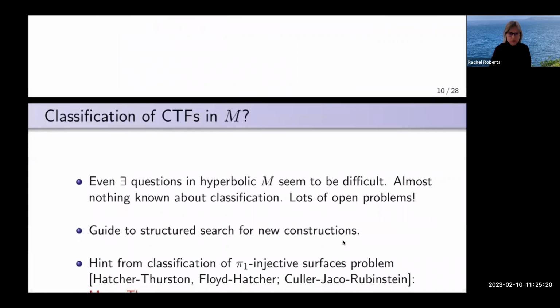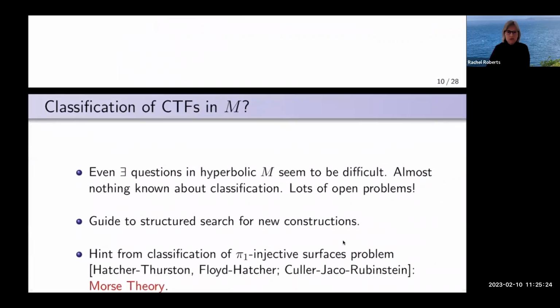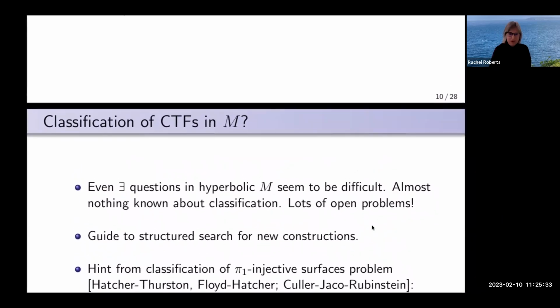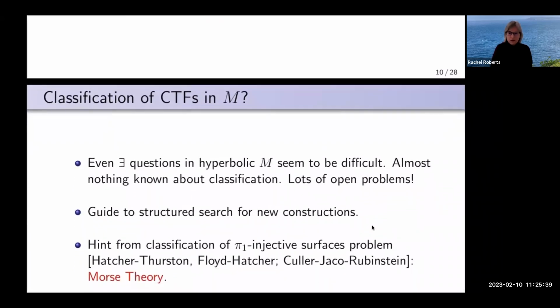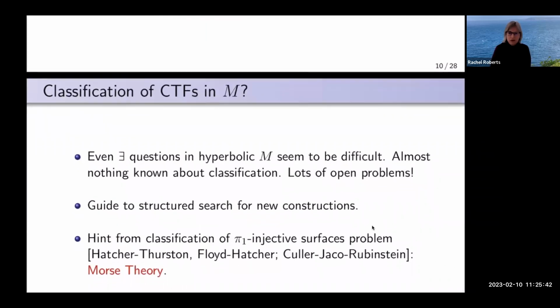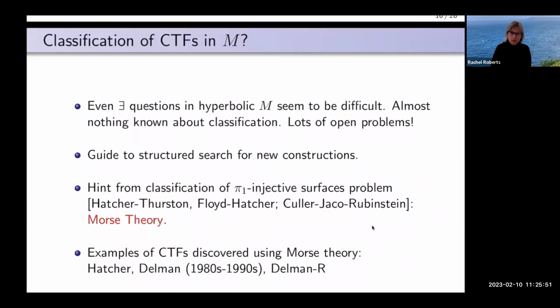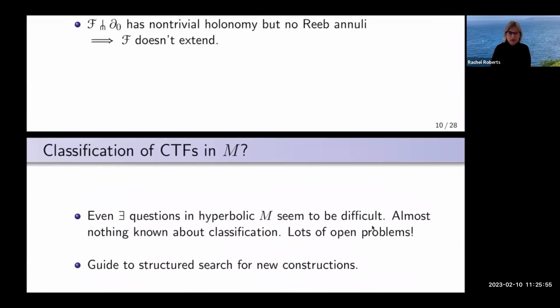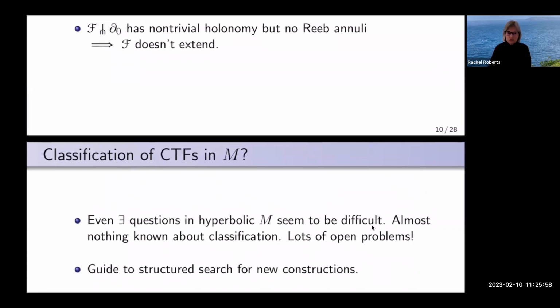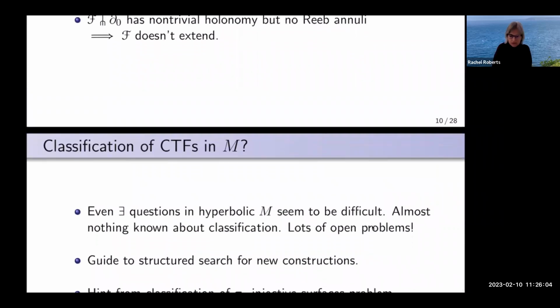Okay, so we have this problem where we're getting greedy and we're saying, okay, we want to classify co-oriented taut foliations in the manifold, with maybe the hope that if you make the problem harder, it might become more tractable, though in this case, I have my doubts. So we've already noticed that even questions about existence seem to be difficult. And there's very, very little known about classification. And so there are lots and lots of open problems. And we would like to find guides to structured searches for new constructions. Things that allow us to just dive into the manifold and start looking for these things.